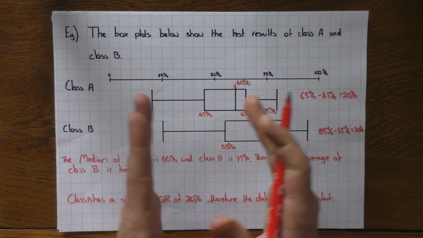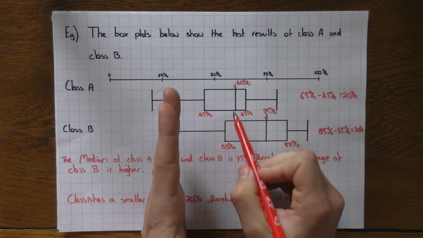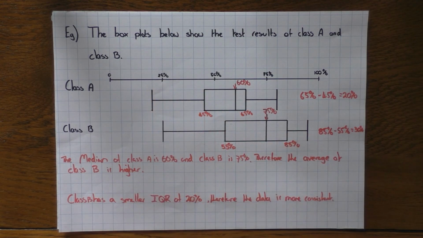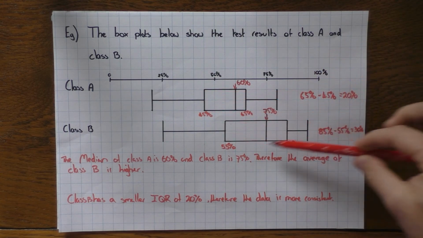Okay, because it's small, it means that 50% of all the data values are really tight together in this sort of area here between 45% and 65%. So we say it's got a more consistent interquartile range. Okay, whereas this one here for Class B is bigger, so it's bigger spread, they're less consistent. Okay, so they're the two things that you would comment on. One would be the median and the other would be the interquartile range.